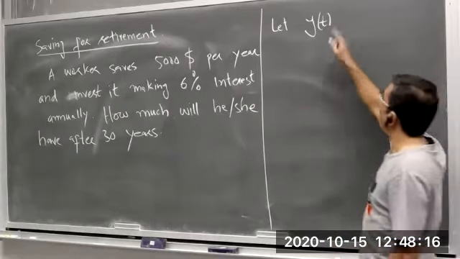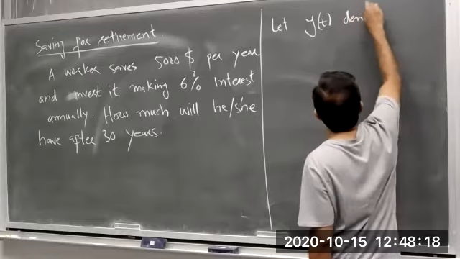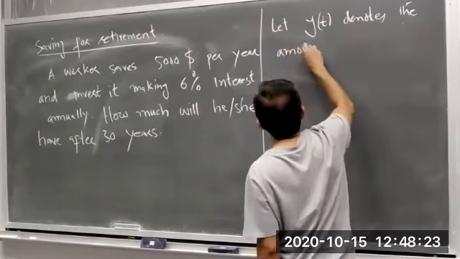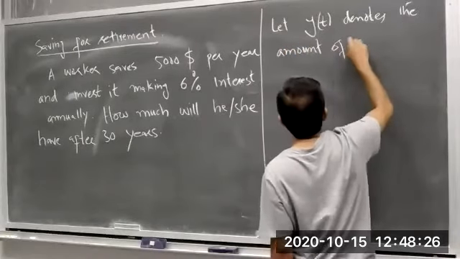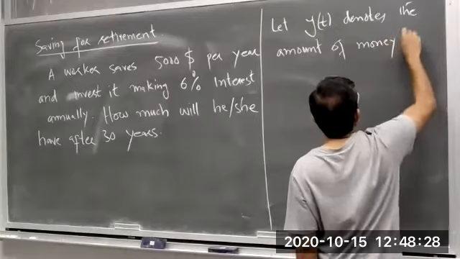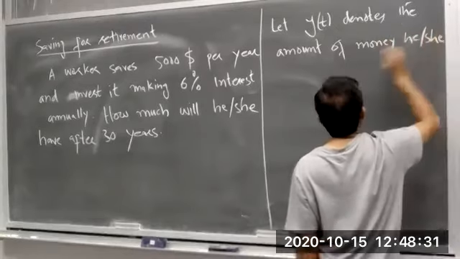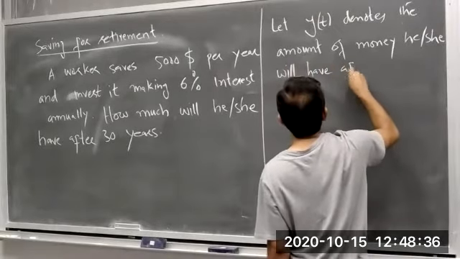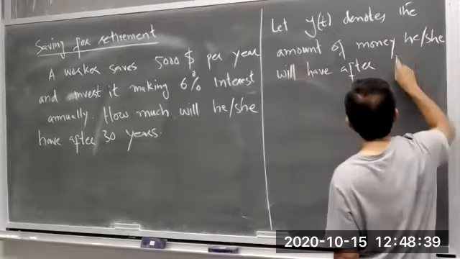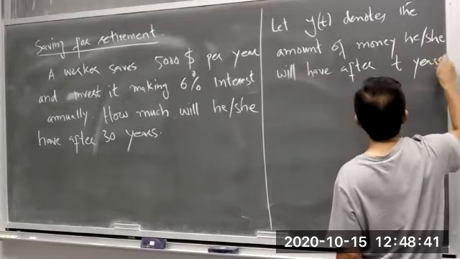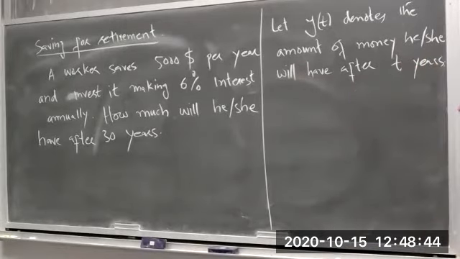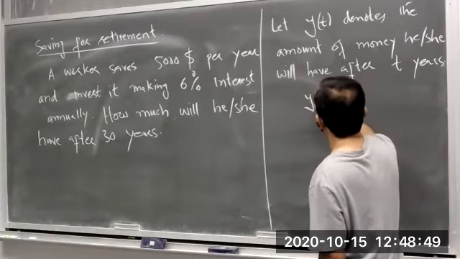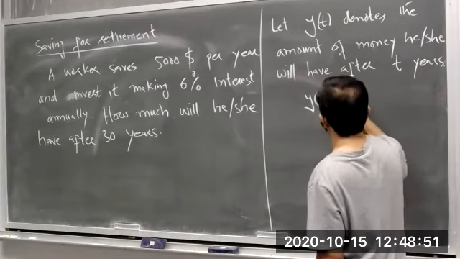Let y of t denote the amount of money he or she will have after t years. So t is the time here. Initially, how much money does he or she have? It is y of 0 equals 0.